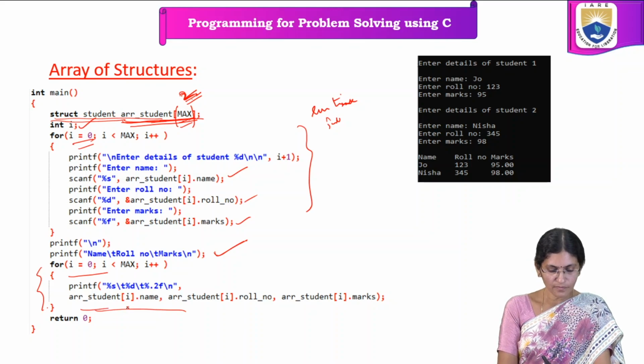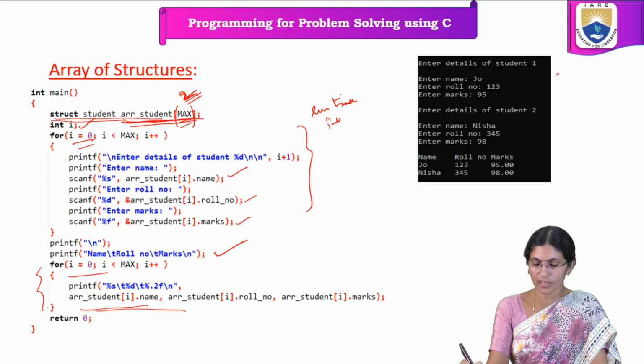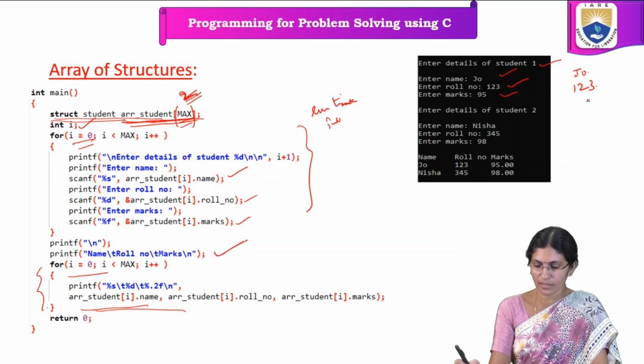This is the output of this program. Enter the details of student 1. Enter the name, suppose we are entering Joe. Then enter the roll number, suppose we enter 123. Then enter the marks, suppose we enter 95. Next, enter the details of student 2. The name is Nisha, suppose. Enter the roll number 345, enter the marks 98.